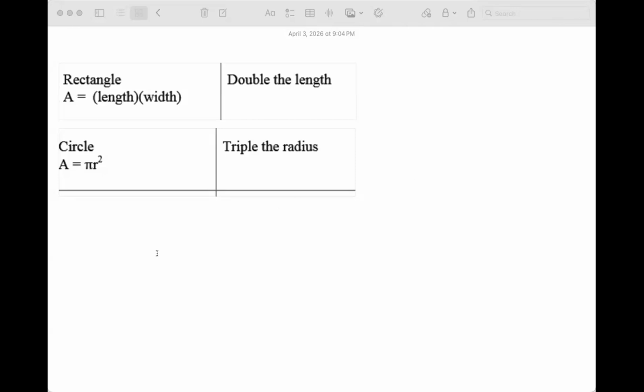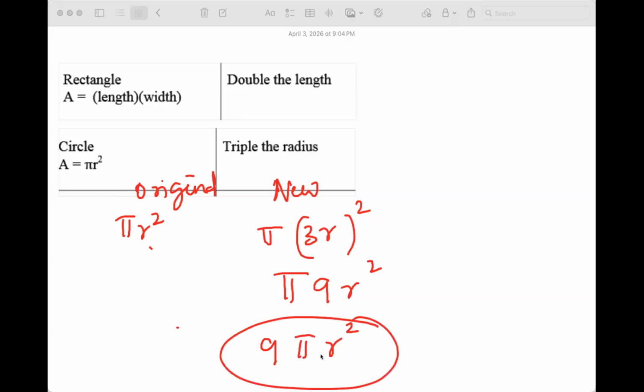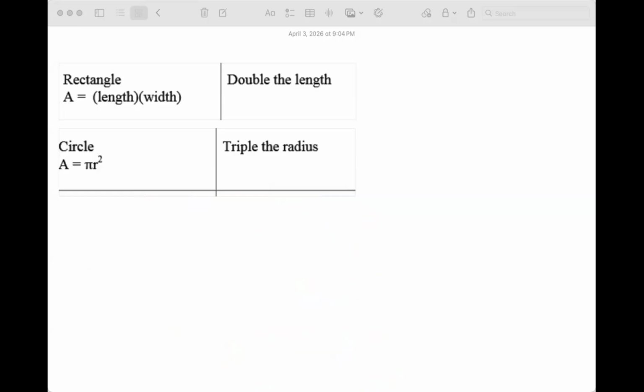No problem at all. But what happened to the circle? Let's say the original circle area is pi r square. Now I triple the radius, which means instead of r, I make it 3r. So what happens? Pi times 9 times r square, which I can write as 9 pi r square. What happens to the area? It becomes 9 times the original area. Do you get it, guys? Yeah, that's what I'm saying.